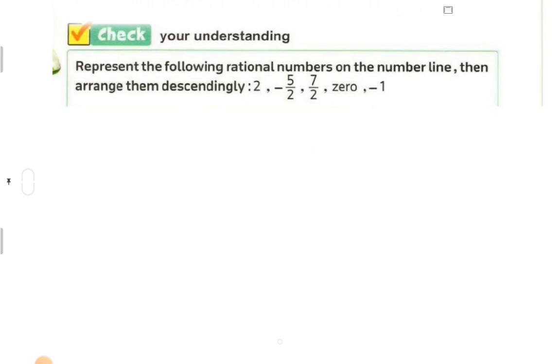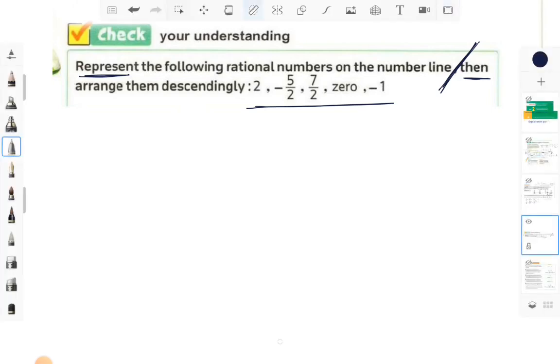Check you understand. Represent the following rational numbers on the number line, then arrange them descendingly. We have a question with two parts. The first part is to represent the following rational numbers on the number line. Here is the first part, then the second part. Start with the first part. Where are the rational numbers? These are the five rational numbers. To represent them, we need to draw the number line like that.